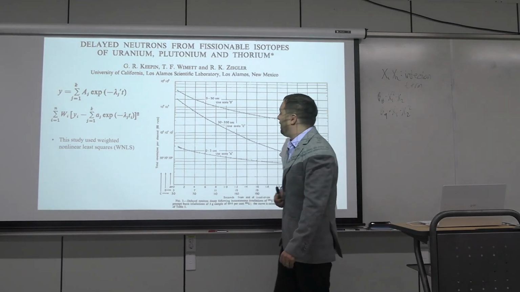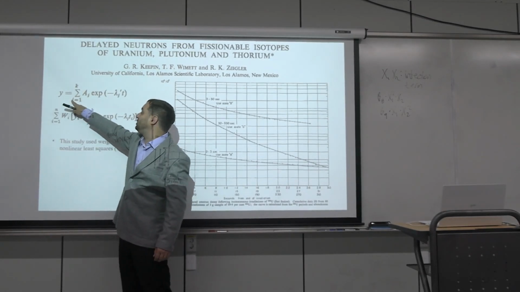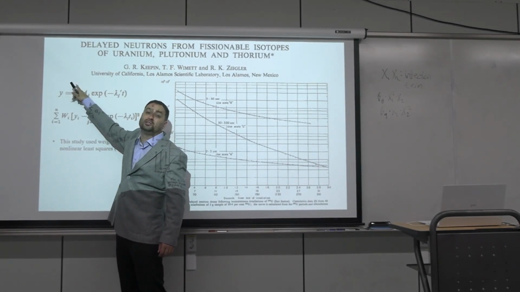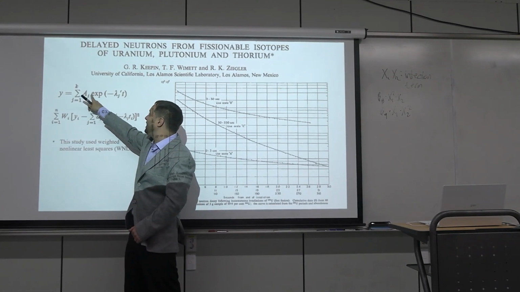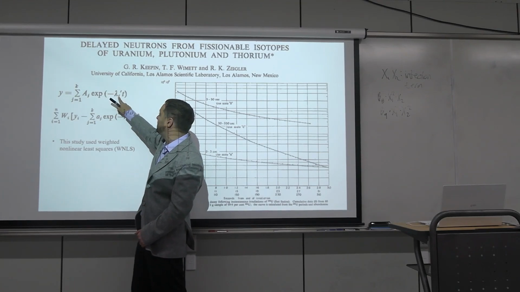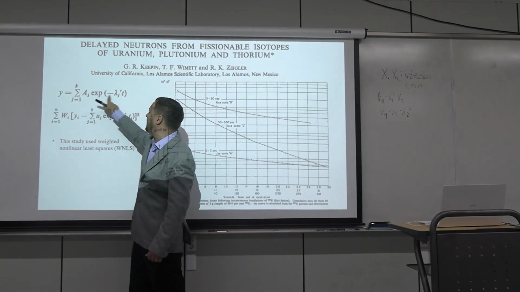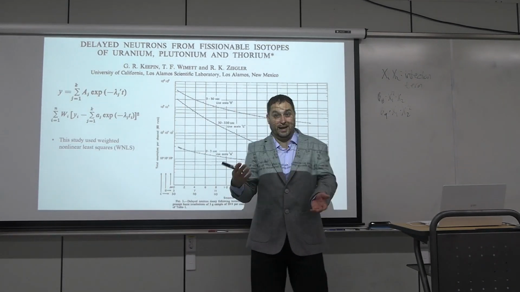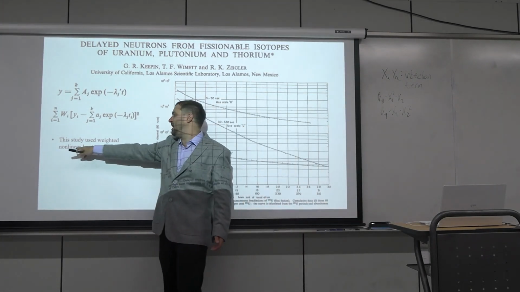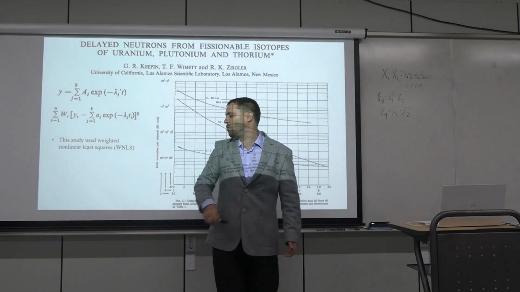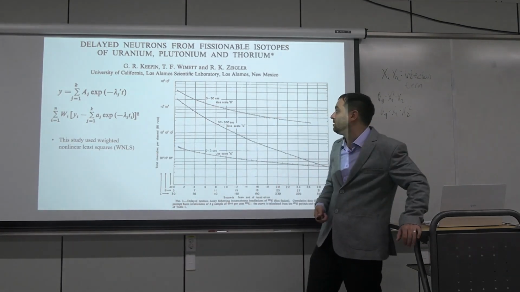Here they're assuming a functional form. Y equals a summation, usually from j equals 1 to K. K is usually 6, sometimes we use 8, of a_j times the exponential of negative lambda_j times t. The a_j and lambdas are the fitting parameters beta, which they fit to the data. And they developed nonlinear least squares, or weighted nonlinear least squares, WNLS.